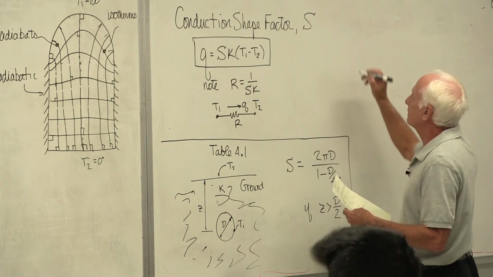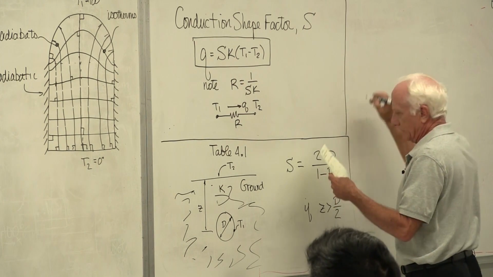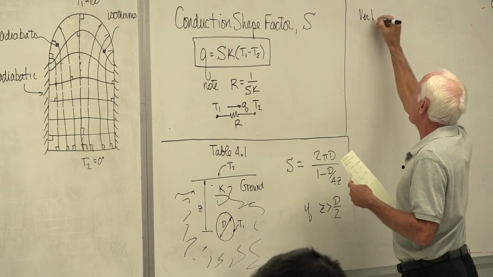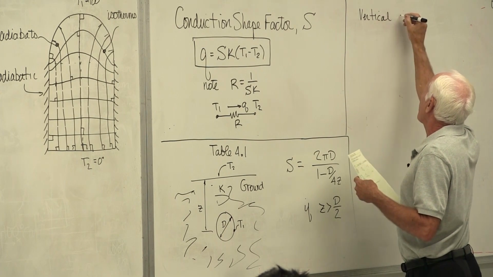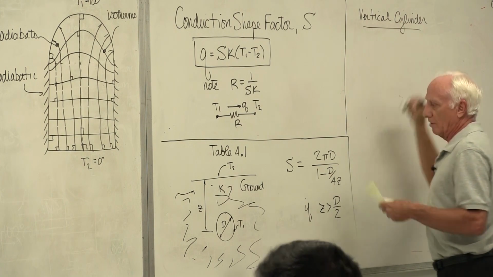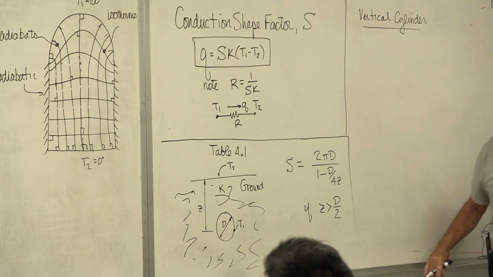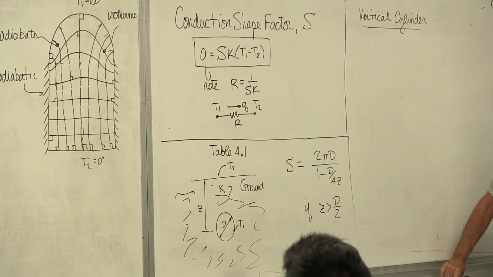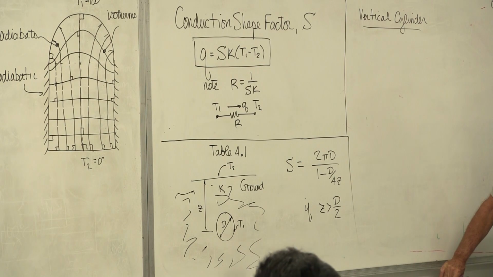There's another one, buried vertical cylinder. By the way, somebody's done all the math work for you to get those conduction shape factors. The work's been done for you. It's pretty straightforward stuff. Go to table 4.1, look for your geometry, you got it.